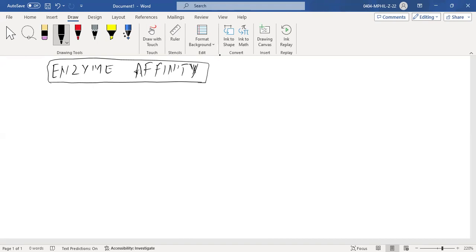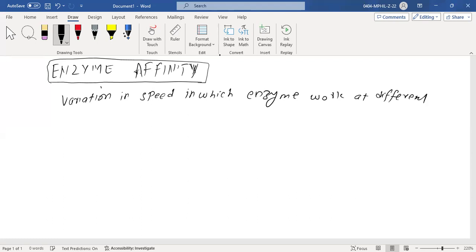Here we can say variation in the speed at which enzymes work, at different speeds. In other words, at different rates.